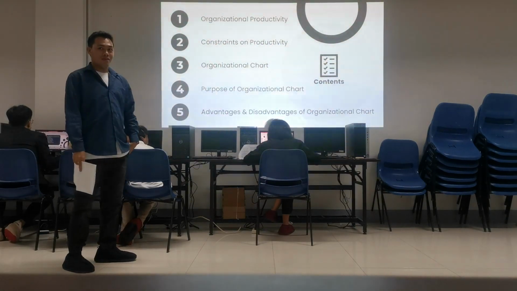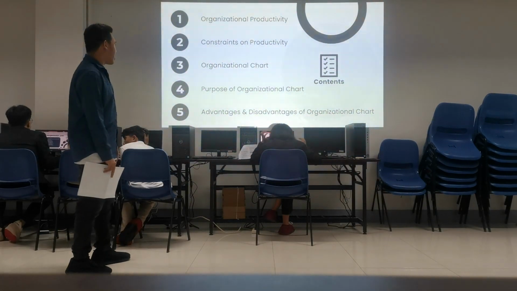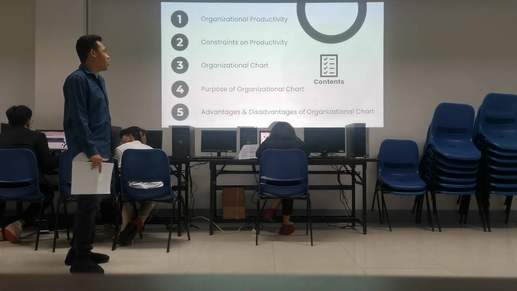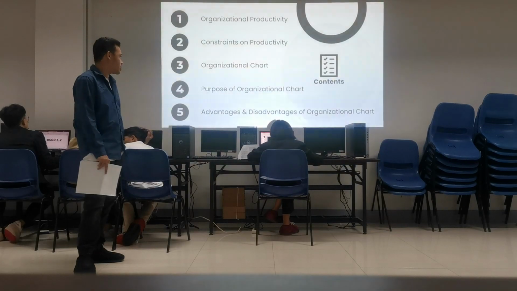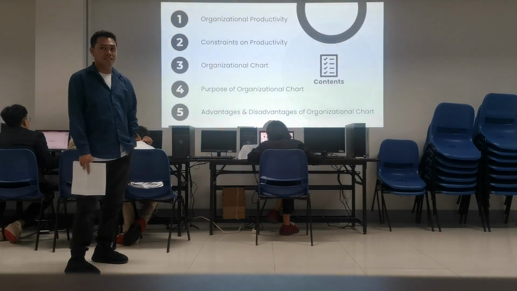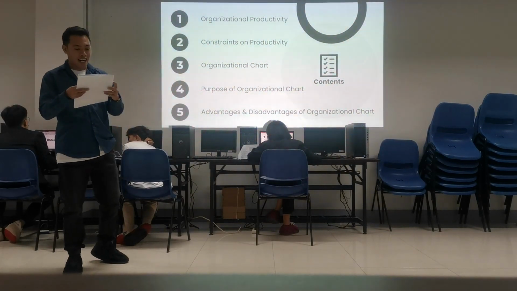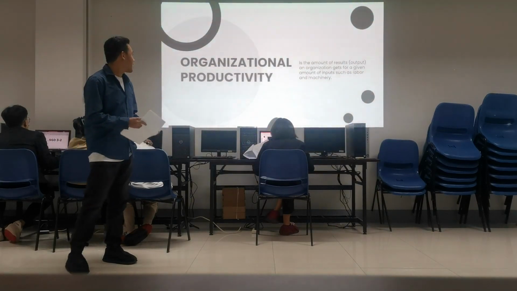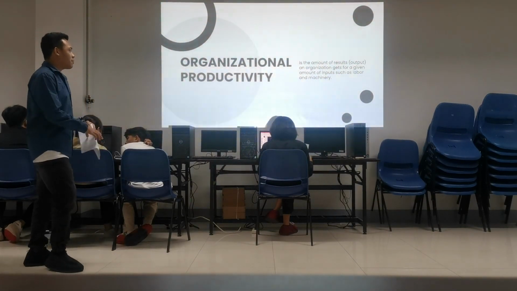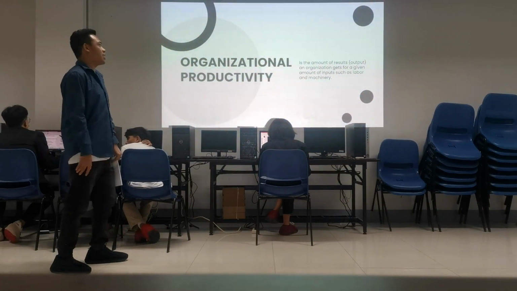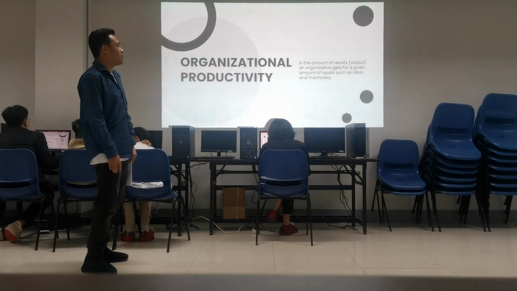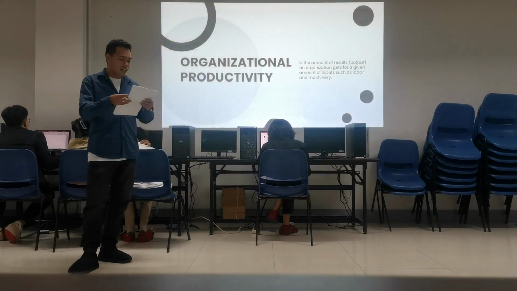So, here are my contents: organizational productivity, constraints on productivity, organizational chart, purpose of organizational chart, advantages and disadvantages of organizational chart. So, organizational productivity is the amount of results, output of an organization gets for a given amount of input such as labor and machinery.